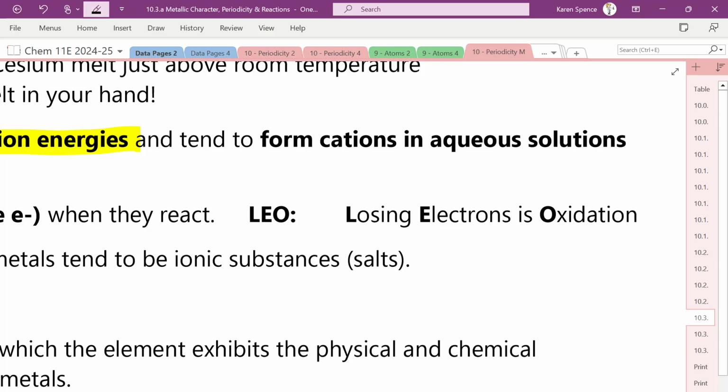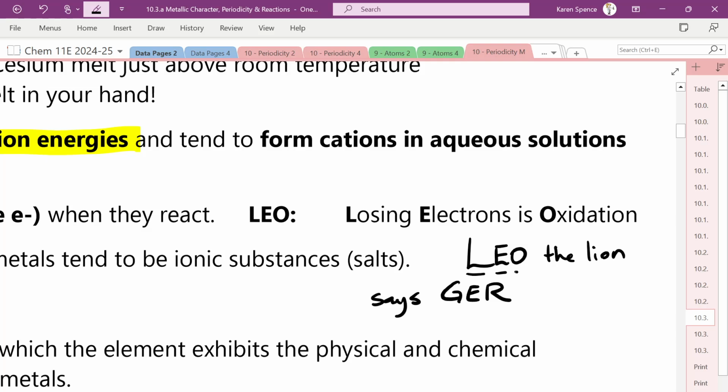And there's a little mnemonic we use in grade 12. Leo the lion says, grr. So, LEO, losing electrons, is oxidation.